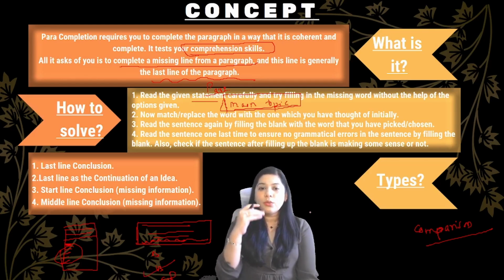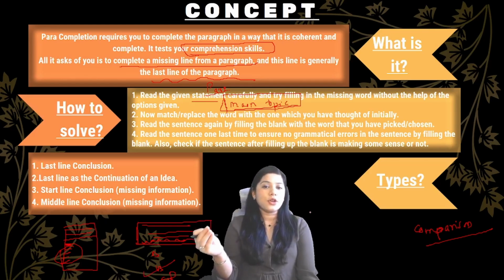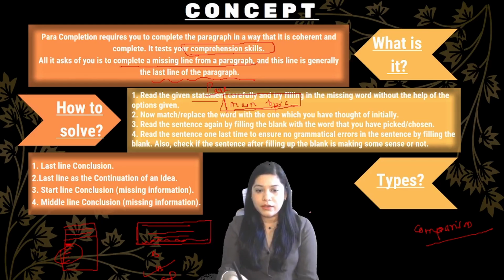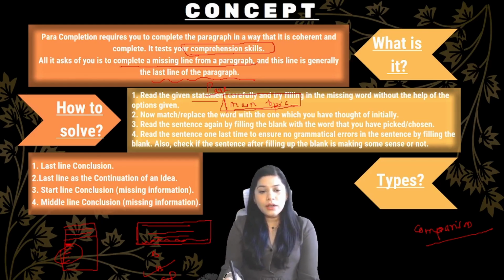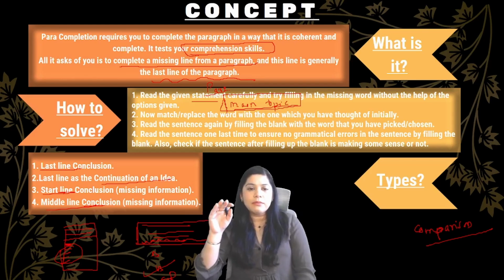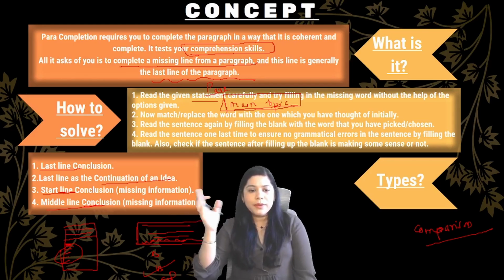So you have to really see which option is more relevant than the other options, much more related to the given paragraph. Now you can see the last line as blank, or the last line as the continuation of an idea, first line, middle line. It can be anything in the exam. In different exams, different formats, but in the CAT exam it can be anywhere.